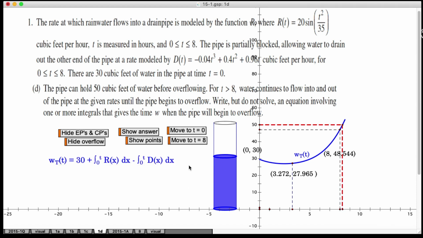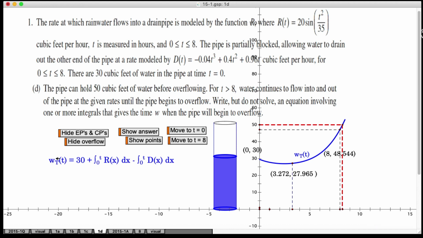So let's look at the visual here too. You can see now I made the height of this pipe 50. So right now it's at 30, so you can see that the water in the pipe starts to decrease up to the critical point, and then it's not quite at the top yet, which is saying it's going to start to overflow shortly after 8 hours. But you didn't have to do that. You just needed to know how to solve this question here.